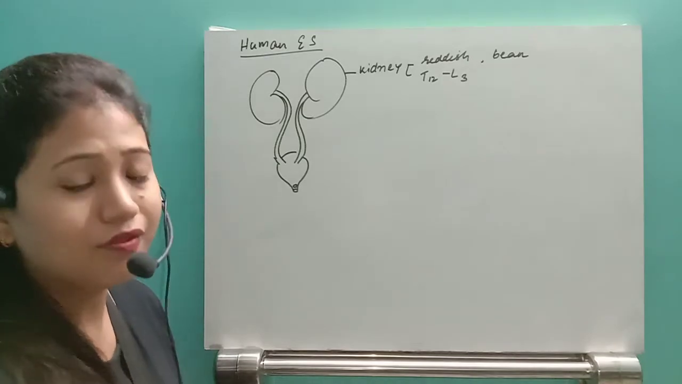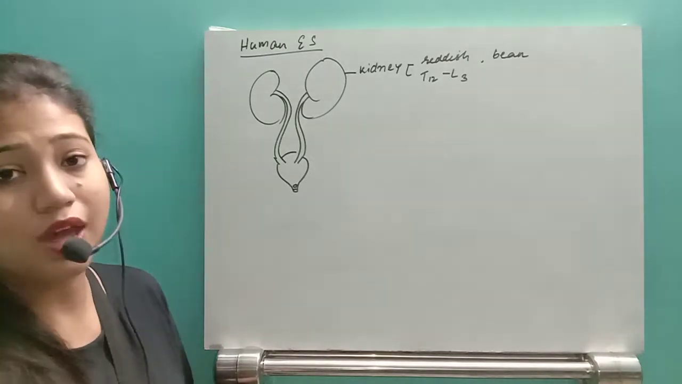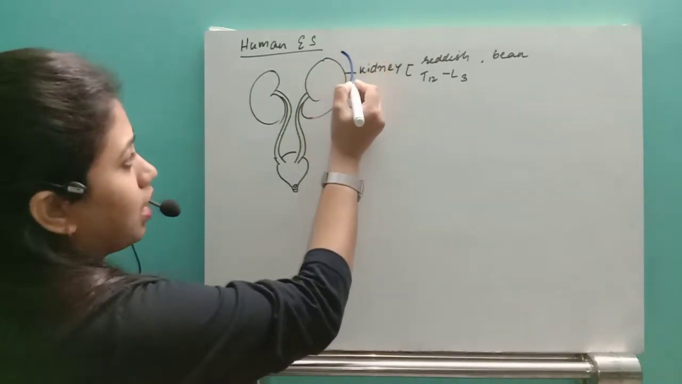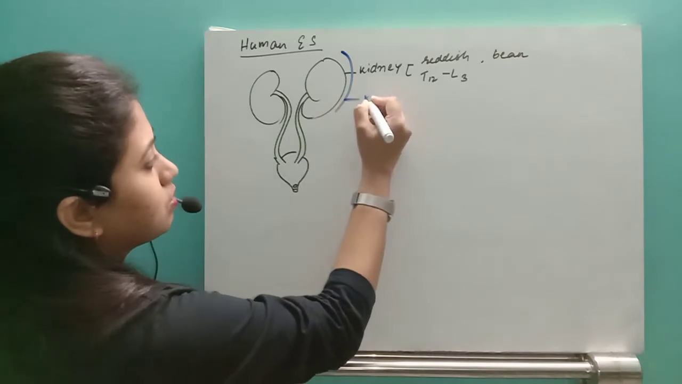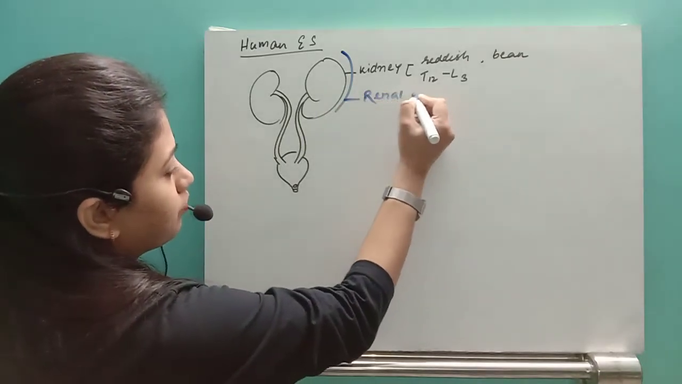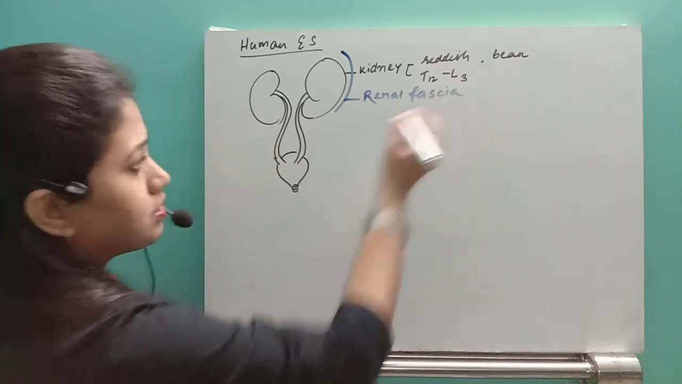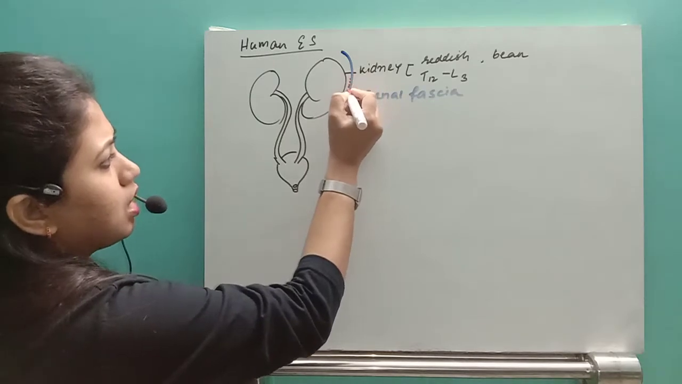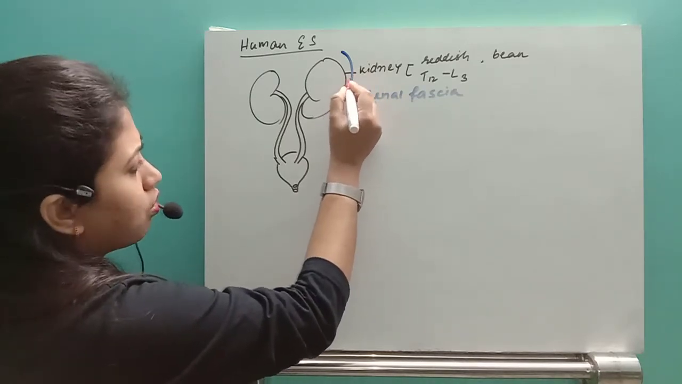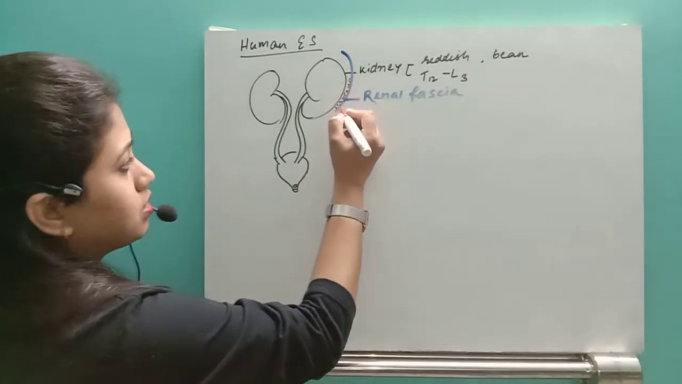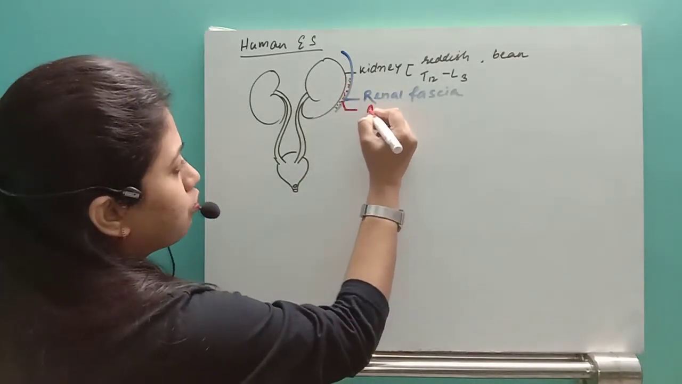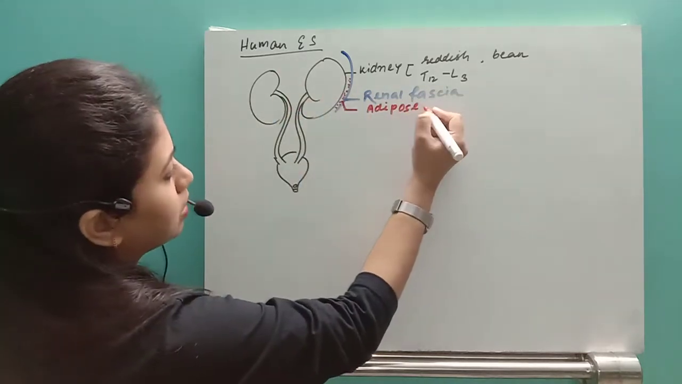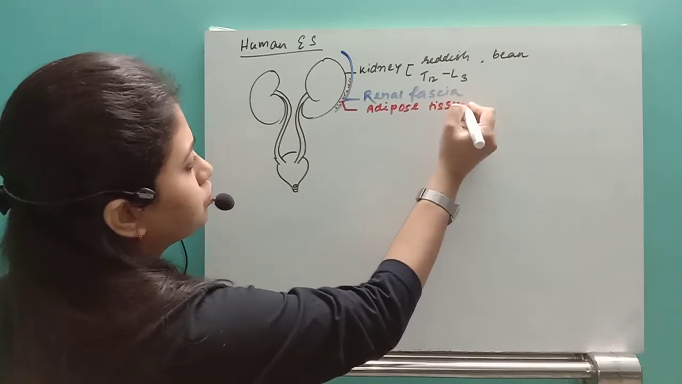The kidney will have membranes around it, as it needs protection. First, the outermost lining of the kidney is called the renal fascia. Then inside, we have a tissue that acts as a cushion or shock absorber. This is called the adipose tissue. It protects the kidneys from any external mechanical injury. That's why the adipose tissue is present.